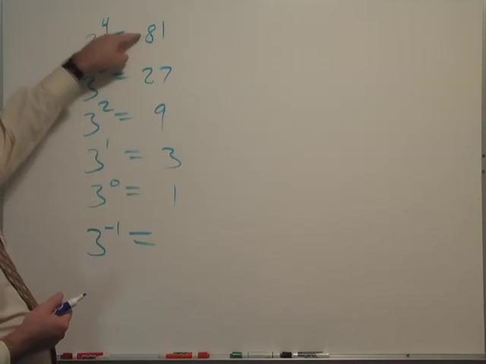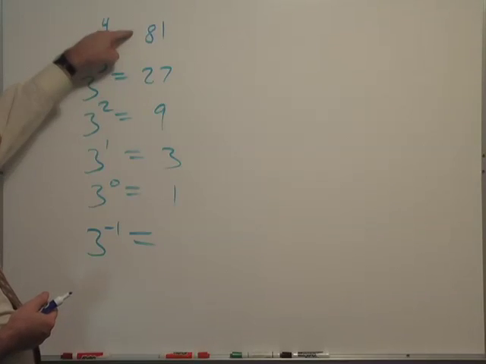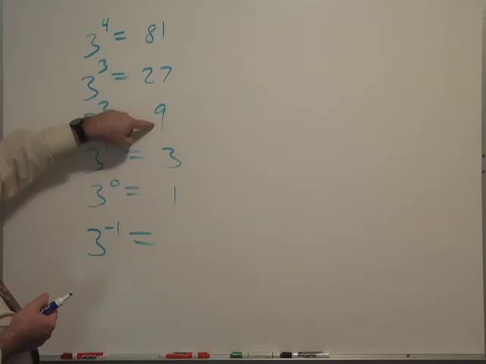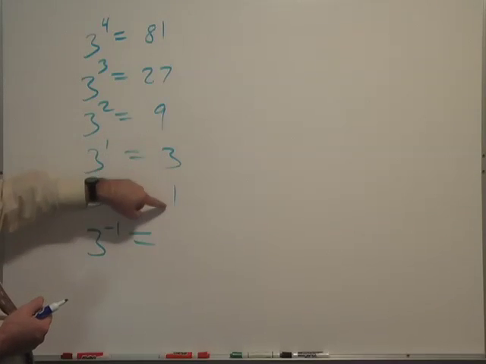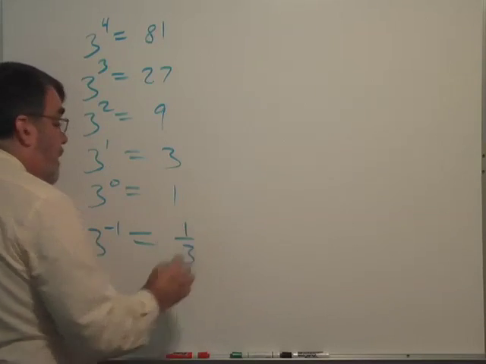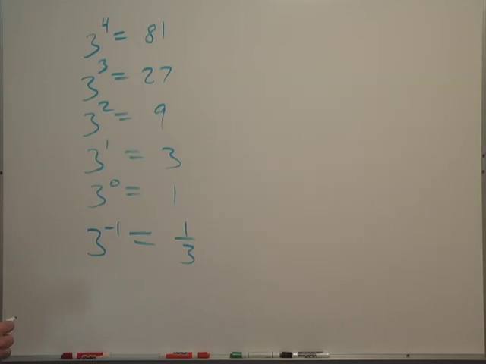Well, again, to jump from this number to the next, we divide by 3. Divide by 3, I get 27. 27 divided by 3 is 9. Divided by 3 is 3. 3 divided by 3 is 1. 1 divided by 3 is 1/3. So there you have it.